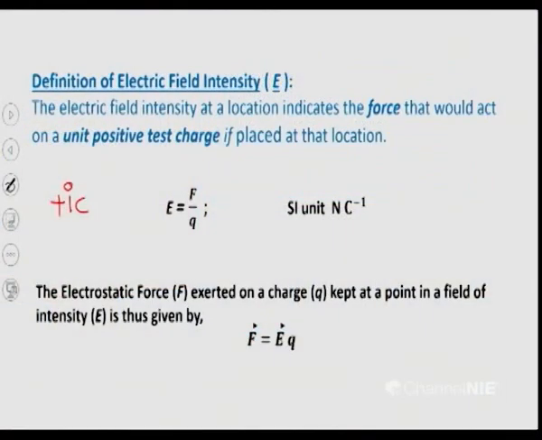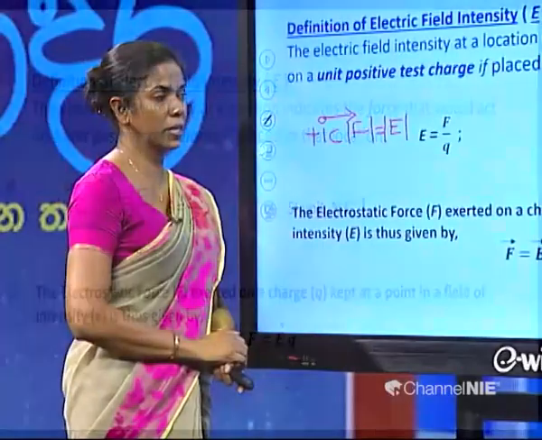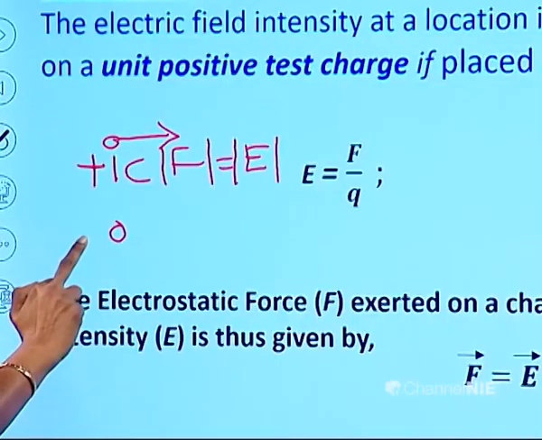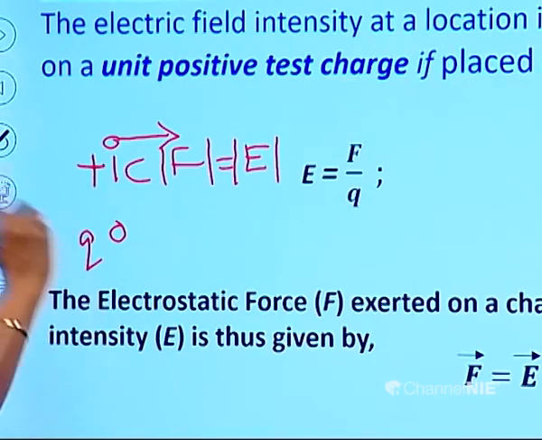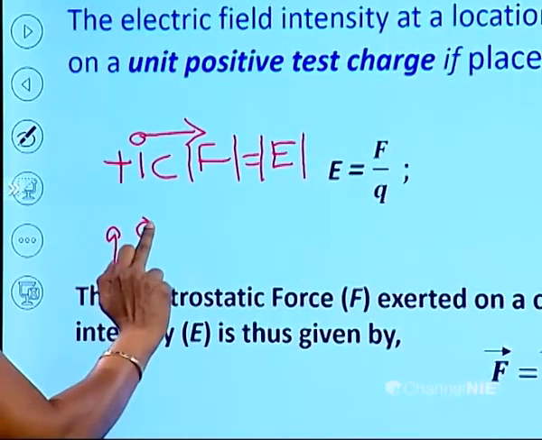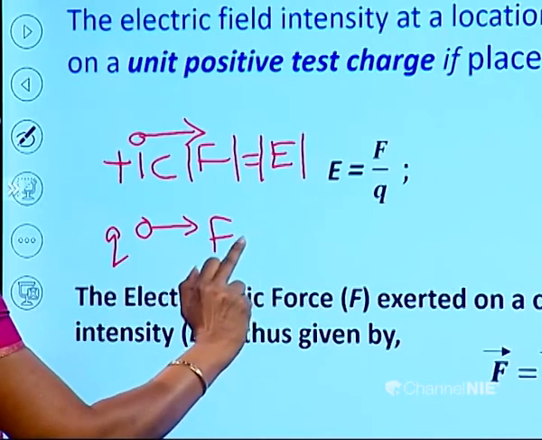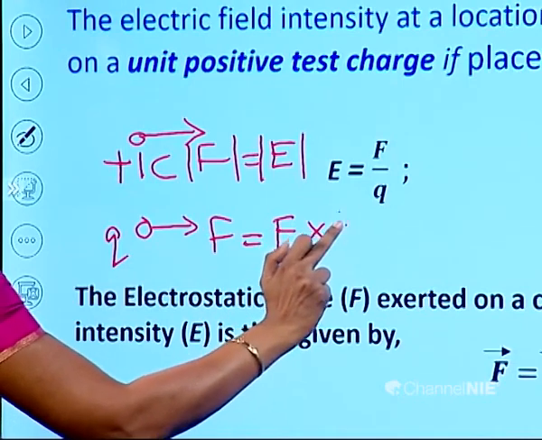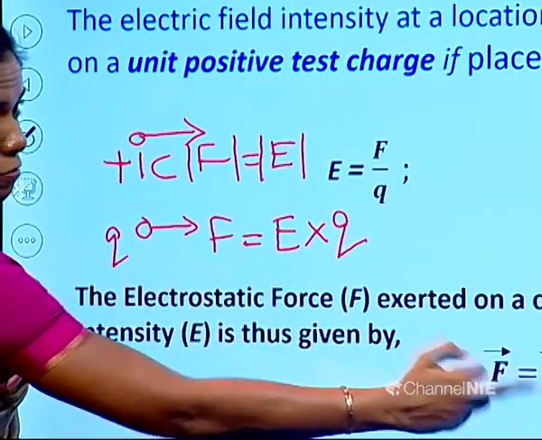So on a unit charge, the force exerted, according to the definition, its magnitude is equivalent to the magnitude of the electric field intensity at that particular point. So if I instead keep at the same point a charge Q, when I keep a charge Q there, the force exerted on it now will be the force exerted per unit charge times the test charge I keep there. So we come to the equation F equals EQ.